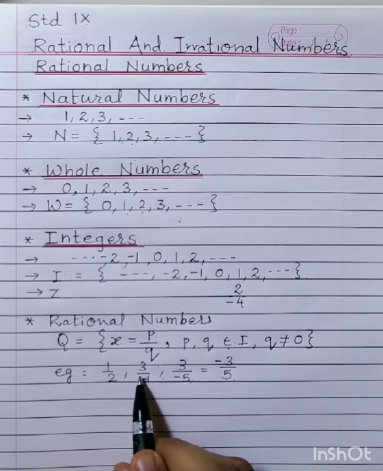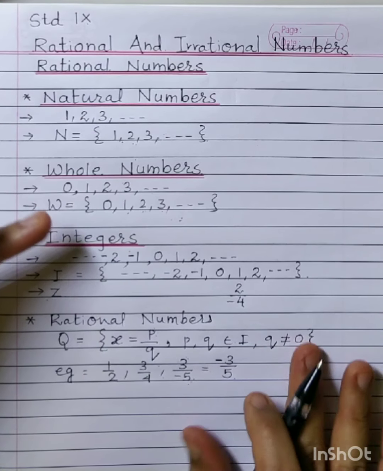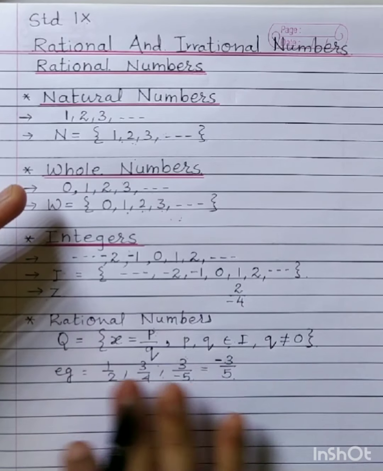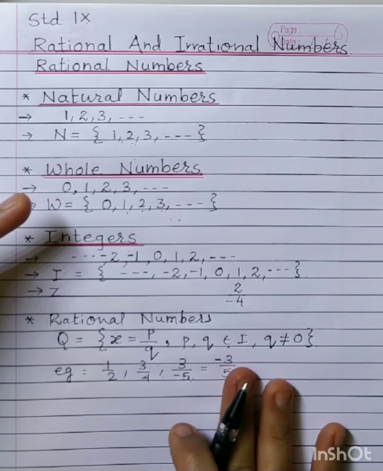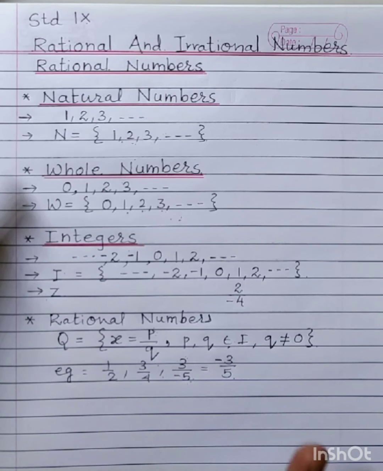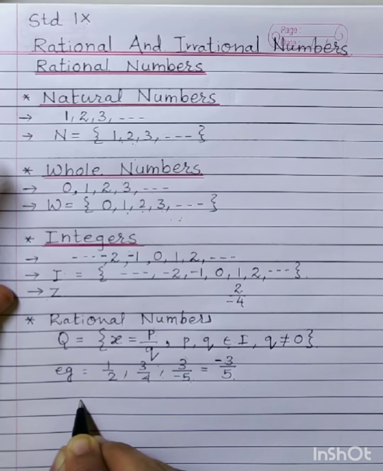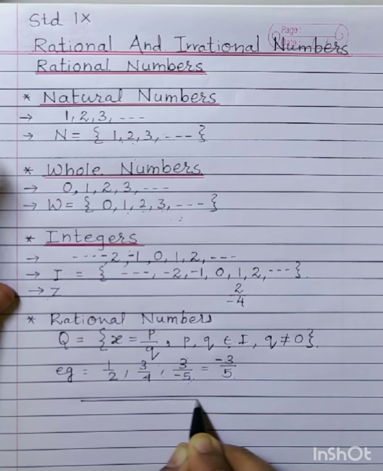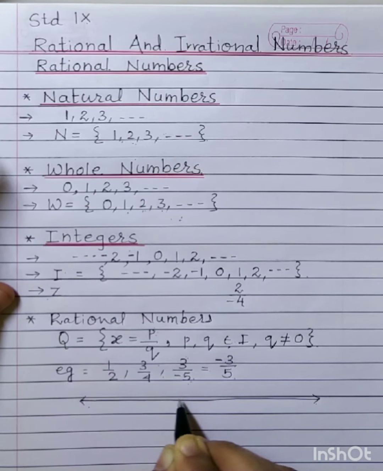And addition, subtraction, multiplication and division, provided the divisor is not 0. If you add, subtract, multiply or divide any two rational numbers, the answer is going to be a rational number. Now let's understand this concept more clearly with the help of a number line. Suppose this is the number line, right?